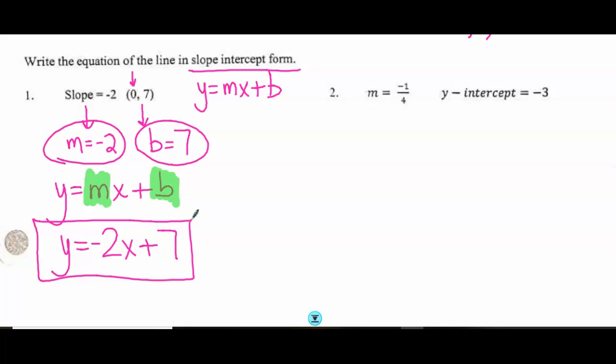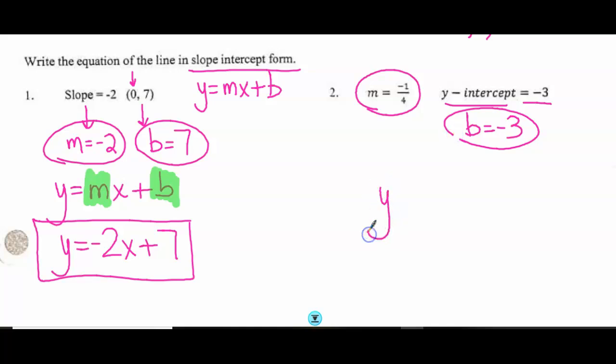It says m equals -1/4. I know that's my slope. This is the y-intercept equals -3, so I know b equals -3. I've got my m, I've got my b. I'm going to write y equals -1/4 x minus 3. So those ones don't require much work because I gave you the slope and I gave you the y-intercept. So that's going to change when we turn to these examples on the back.